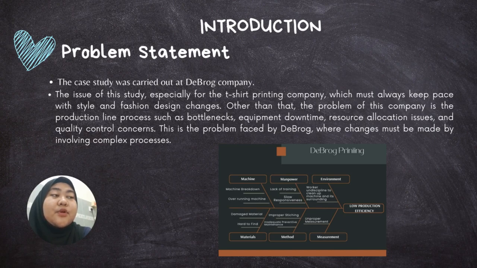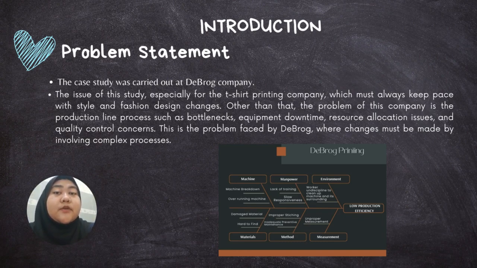So other than that, the problem of this company is the production line process, such as bottlenecks, equipment downtime, resource allocation issues, and quality control concerns. So this is the problem faced by Debrog, where changes must be made by involving complex process.